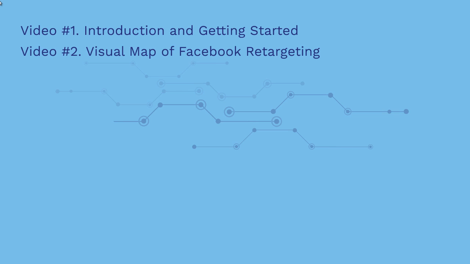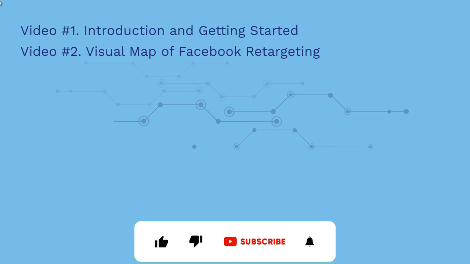Video number 2 is going to be a visual map of Facebook retargeting. I'm going to show you how Facebook retargeting works. A lot of times people jump straight into showing you how to set things up, but unless you really understand how everything fits together and what connects to what, it's going to become confusing. Because if you set things up like an email opt-in retargeting campaign, a blog post campaign, or a purchase retargeting campaign, every one of those is different.